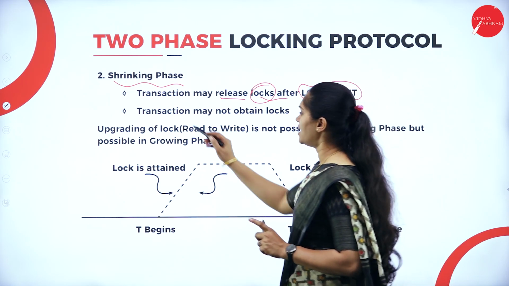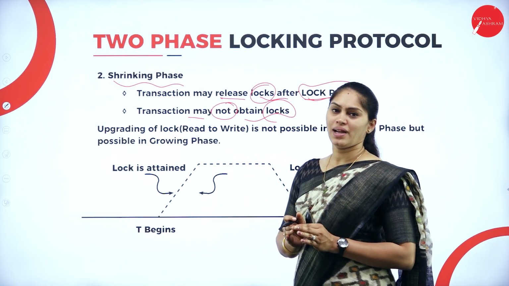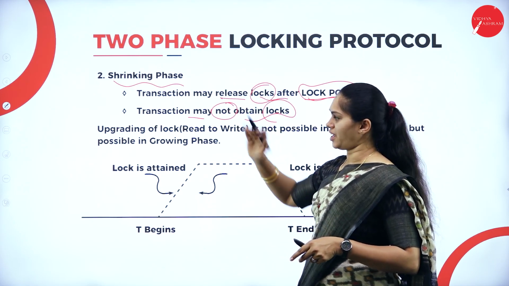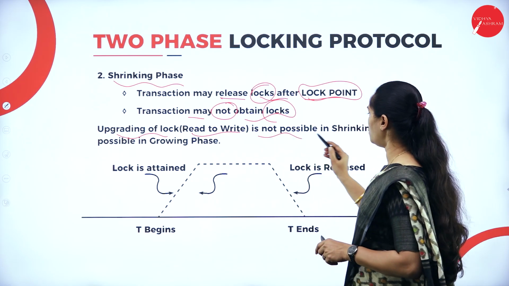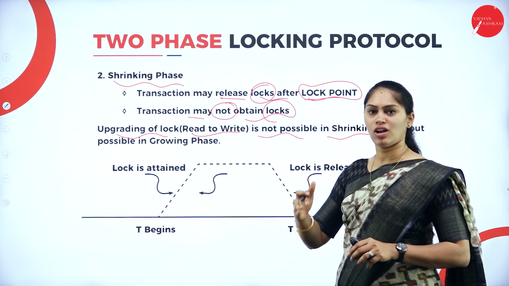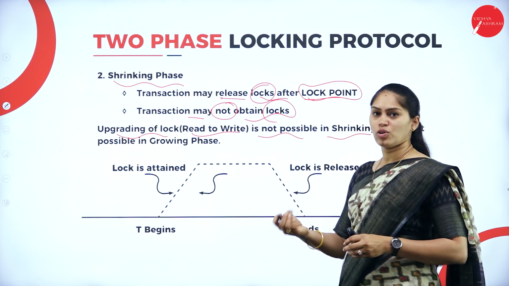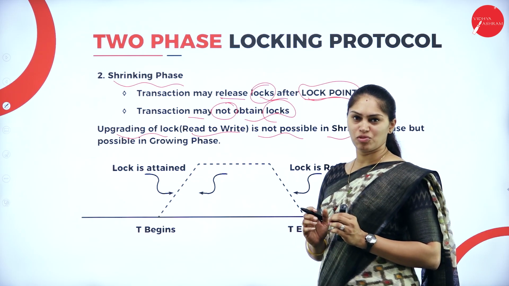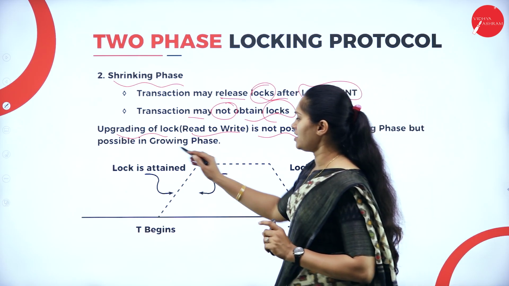So in this phase, a transaction may not obtain locks. Why? Because they are releasing locks. In order to obtain locks, we require the growing phase. In order to release the locks, we have this shrinking phase, right? Upgradation of a lock, whether read or write, is not possible in the shrinking phase. Why? Because only after the lock point is reached do we have this shrinking phase. So here we are not doing any read or write operation by locking a data item of a database. It is not possible in the shrinking phase, but it can happen in the growing phase.